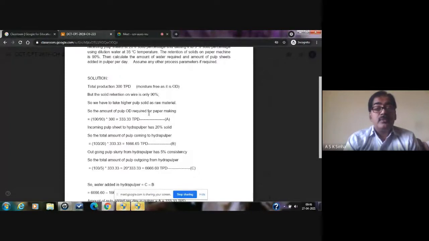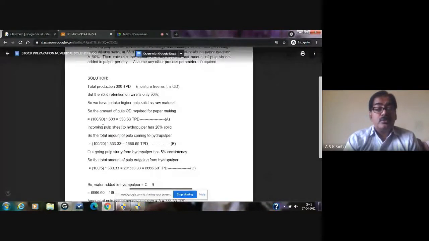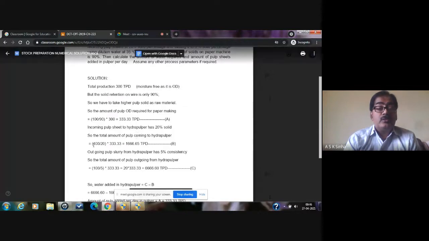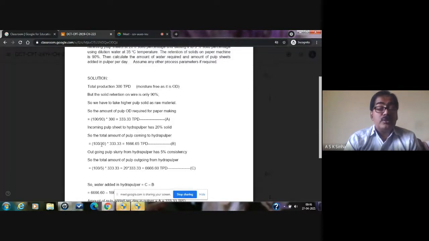So basically, we have to find out the higher pulp solid as the raw material for the 300 final production. So certainly the input pulp will be higher. So here the amount of pulp on oven dry basis required for paper making will be 100 divided by 90 multiplied by 300. So this will be 333.33 tons per day. Then the incoming pulp to the Hydra pulper at 20% solid.